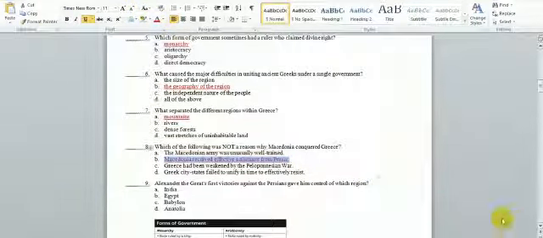Number 9. Alexander the Great's first victories against the Persians gave him control of which region? India, Egypt, Babylon, or Anatolia? And the region that Alexander the Great gained control of, as a result of these big wars against the Persians, was Anatolia.